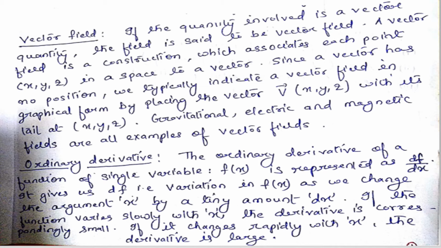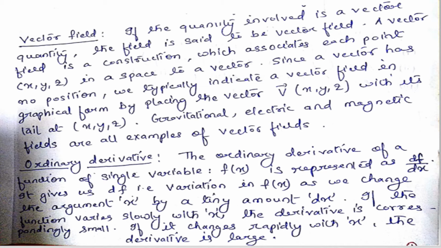Now what does it give? What is the meaning of saying df by dx? It gives us df. What is df? D stands for the variation. So it gives us the variation in f(x) as we change the argument x by a tiny amount dx. Clear to all of you?